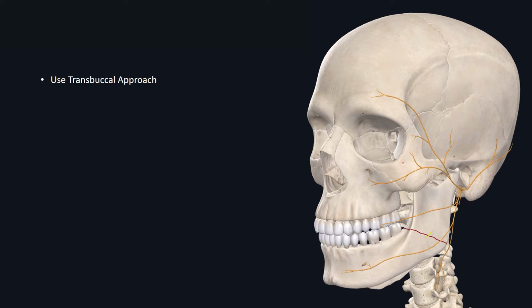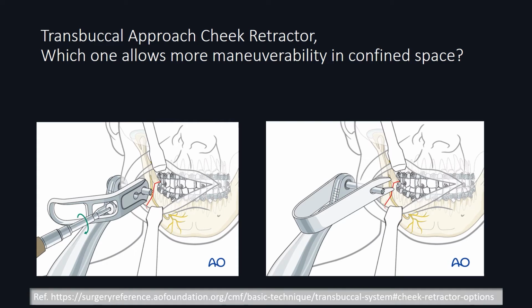To place hardware, a transbuccal approach is commonly required in the angle region. When you make the incision, you want to make it parallel to the direction of the facial nerve and center the incision in the middle of the fracture where you expect to place hardware. Once you have created a tunnel that connects a skin incision down to the subperiosteal tissue plane, you have two types of cheek retractors you can use.